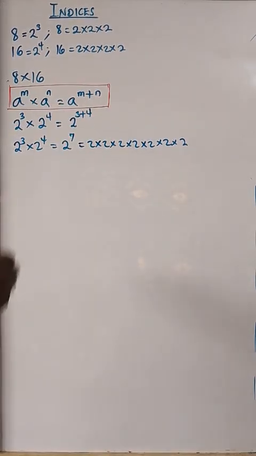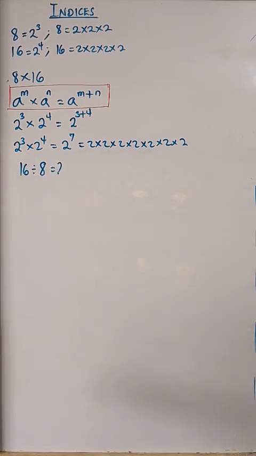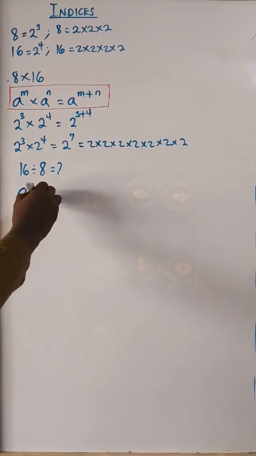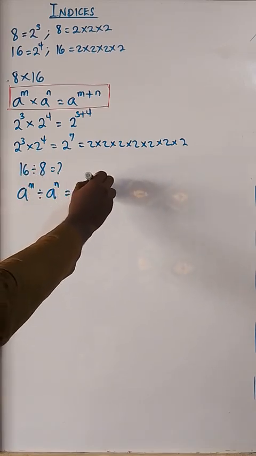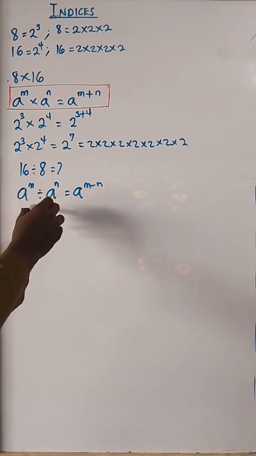Now, suppose what we want to get is 16 divided by 8. What will be the answer? According to the law of indices, if we have a raised to power m divided by a raised to power n, the answer is a raised to power m minus n. That is the second law of indices. Let's see that. Suppose we are told to look for 16 divided by 8. We all know the answer is 2.